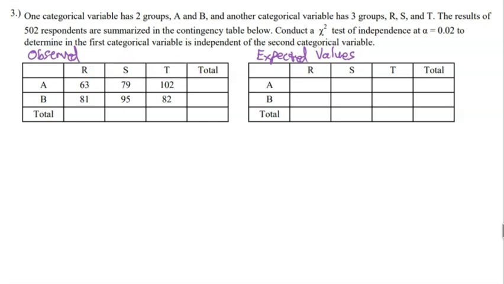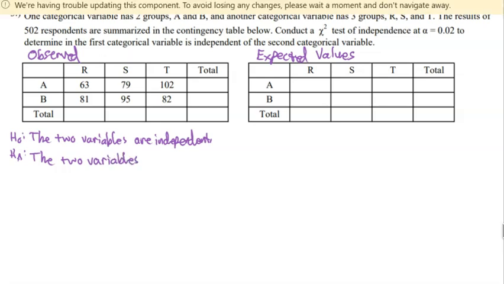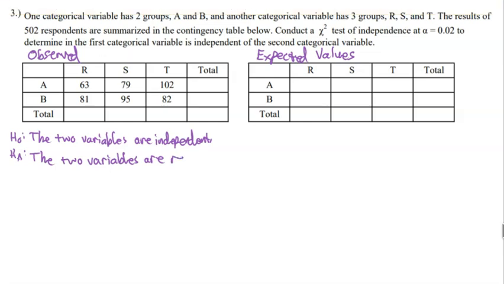All right, so the first thing we're going to do is state the null and alternative hypotheses. So the null hypothesis is going to be the two variables are independent. And then the alternative hypothesis, H sub A, is going to be that the two variables are related. There are a few ways to say that. The two variables are related to each other, but we're just going to say are related. All right, so that's step one.